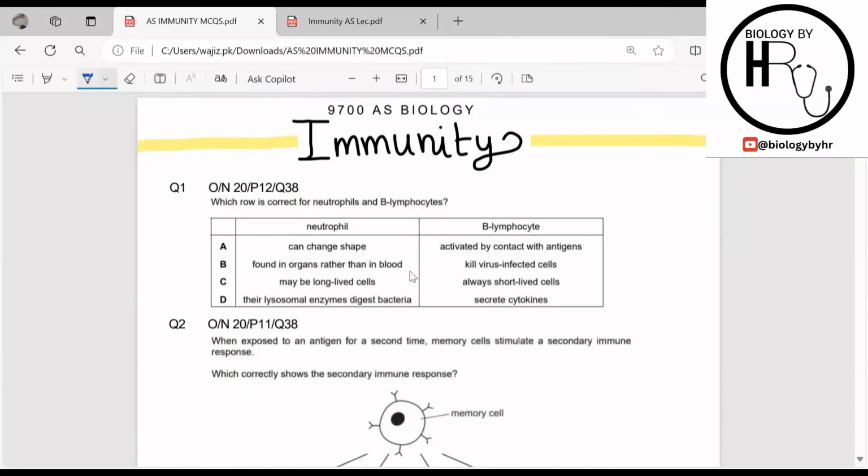We are going to solve the topical MCQs of the chapter of immunity, which is from the AS Biology 9700. Let's look at question number 1. It says, which row is correct for neutrophils and the B lymphocytes.